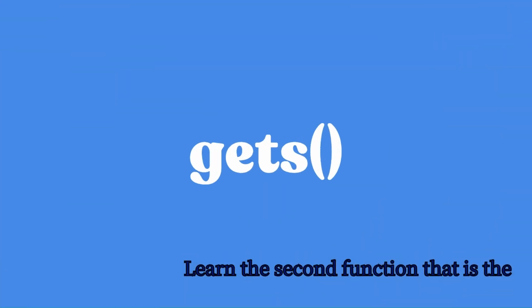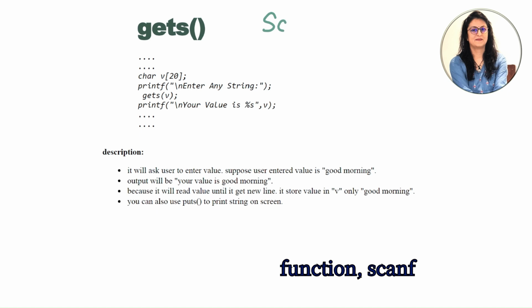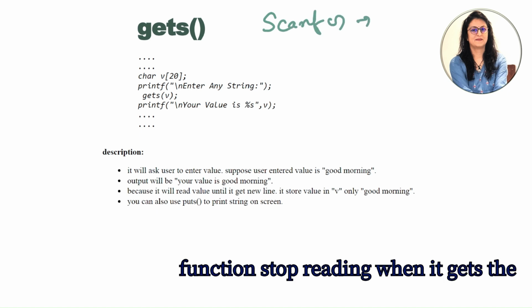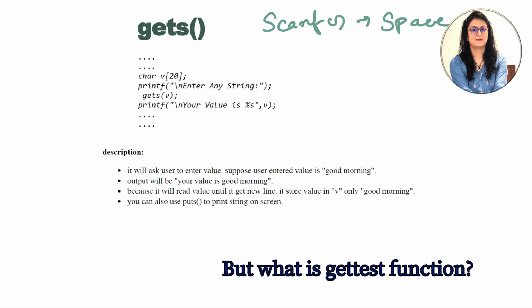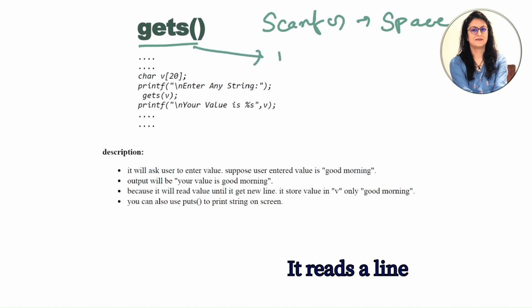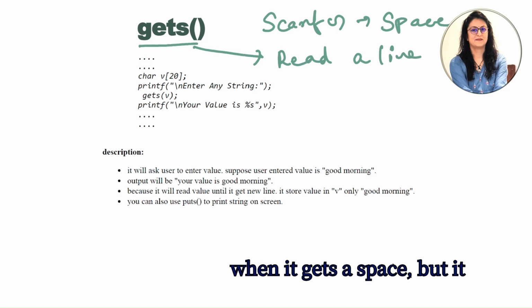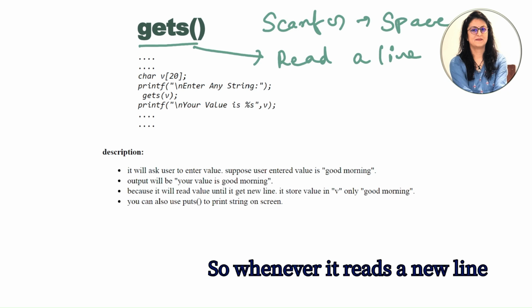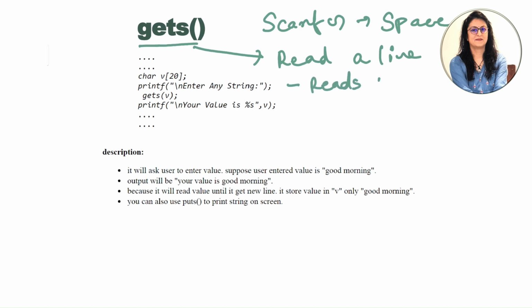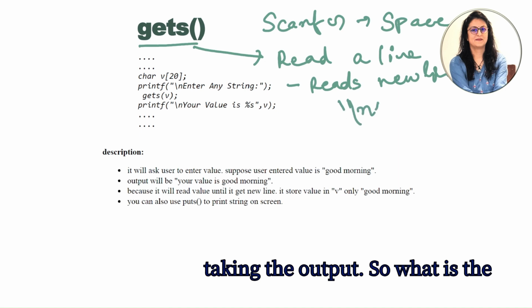Let us learn the second function, that is the gets function. The scanf function stops reading when it gets a space. But what is the gets function? It reads a line from the console. It will not stop when it gets a space, but it will read a line from the console. Whenever it reads a new line, that is \n, it will stop taking the input.